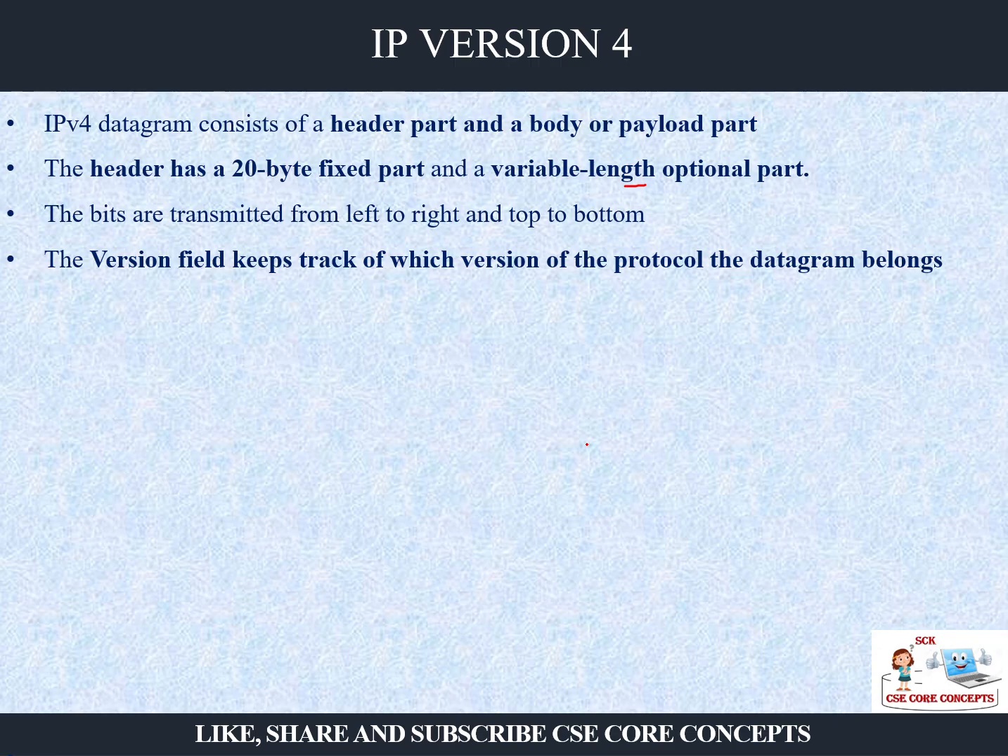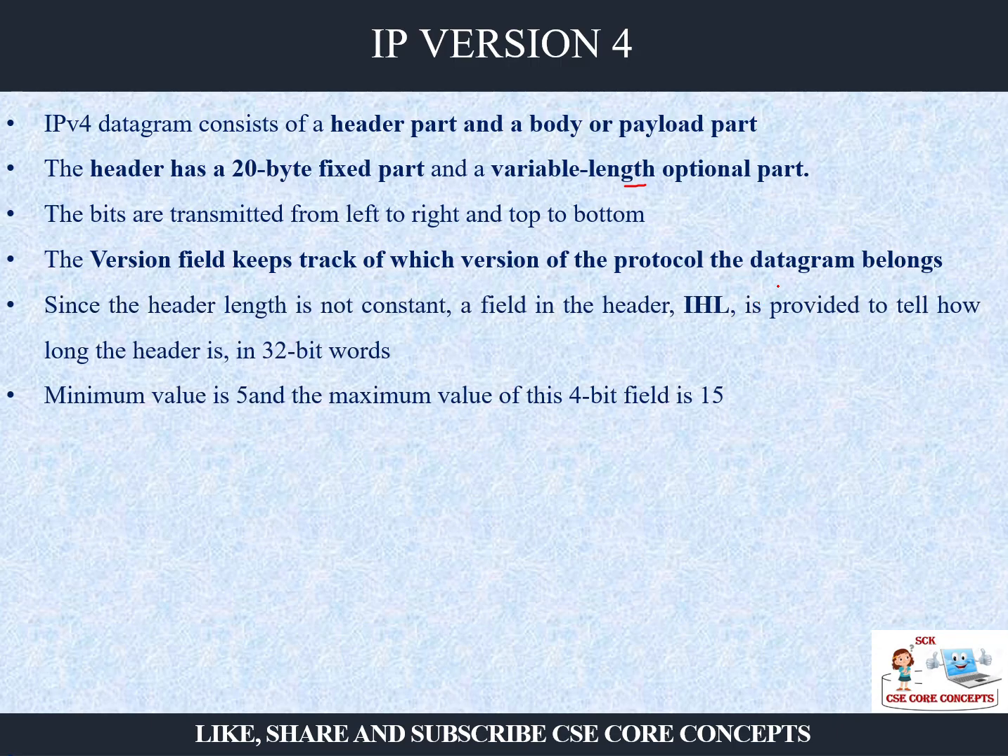The version field keeps track of which protocol the datagram belongs to, IP version 4 or IP version 6, which is the next version of Internet Protocol. The next field is the IHL, the header length field. Since the header is not constant, it tells us how long it is in 32-bit words. I told you the fixed part is 20 bytes, but the rest is variable length, that is the optional part. So in total, what is the size that has to be written in the IHL field? The minimum value here is 5 and the maximum value for a 4-bit field is 15, because 1111 means 15.